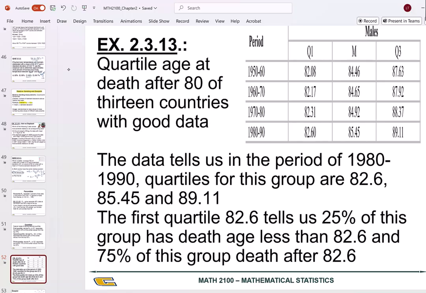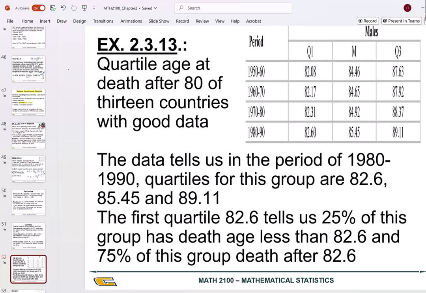Let's look at the first period, 1950. The first quartile, Q1, is 82.08. The second quartile, the median, is 84.46. And the third quartile, Q3, is 87.63.